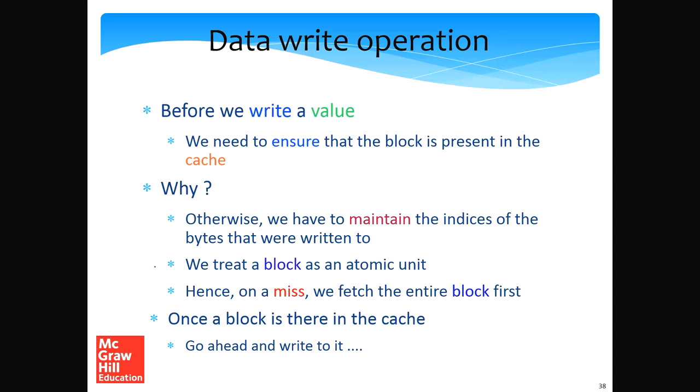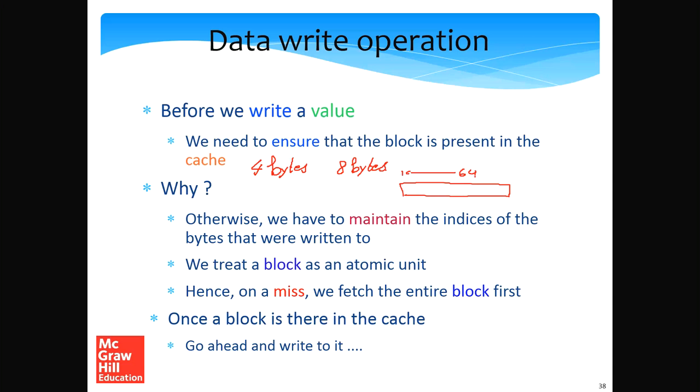Now let's take a look at a write operation. Before we write a value, we need to ensure that the block is present in the cache. Most of the time students are not able to understand why this should be done. Students say, I'm going to write new data anyway. But there is a problem. Most of the time you're writing 4 bytes if it's an int, or 8 bytes if it's a long int or a double. But how large is a block? A block can be 32 or 64 bytes.